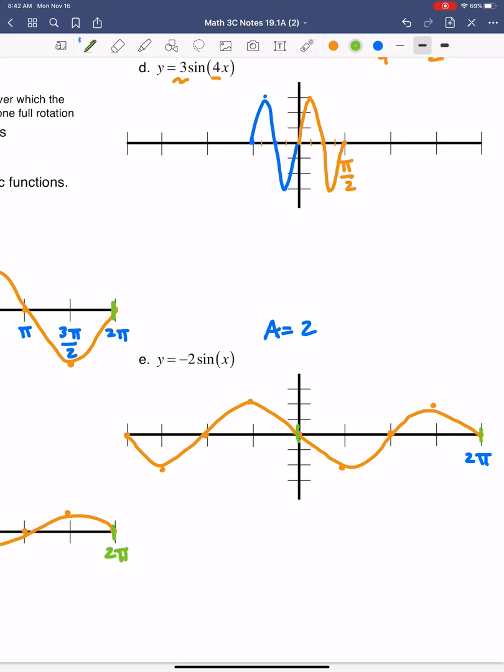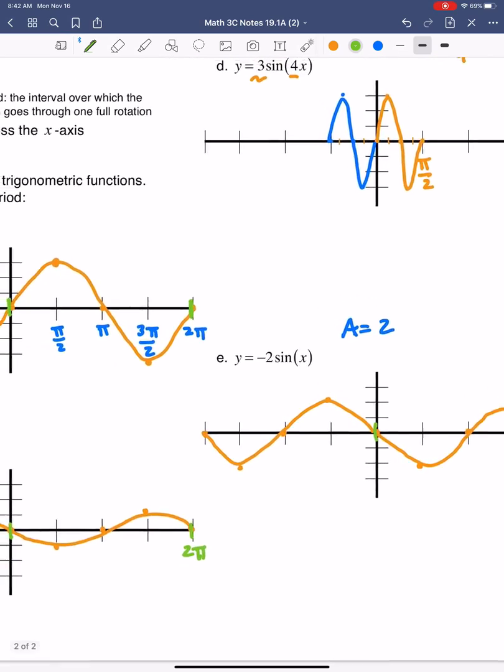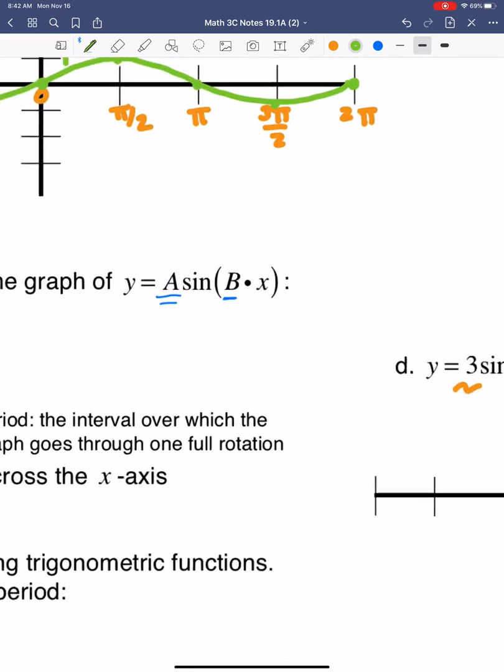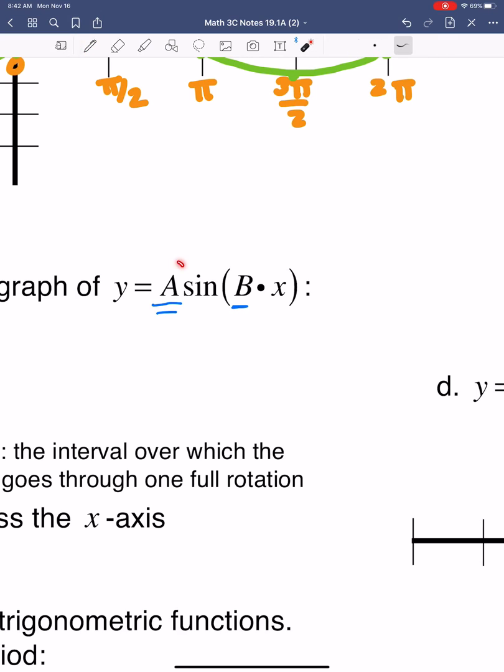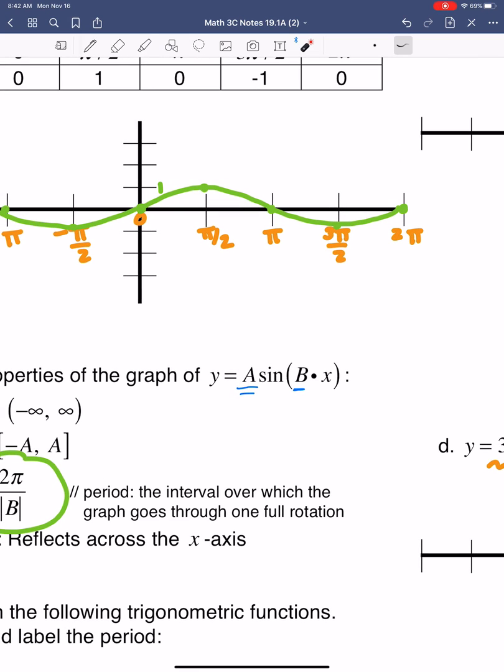Just as a quick recap, everyone, this is a quick recap here. Whatever the number is that's in the front, that tells me how high my graph is going to go, how high up and how high down it's going to go. If it's negative in the front, then instead of starting by going upwards, we would start by going downwards if it's negative in the front.